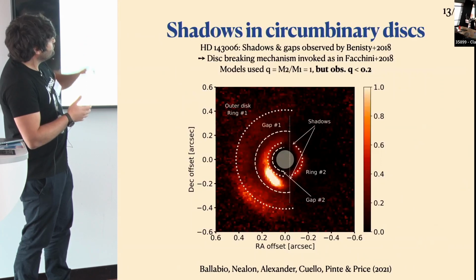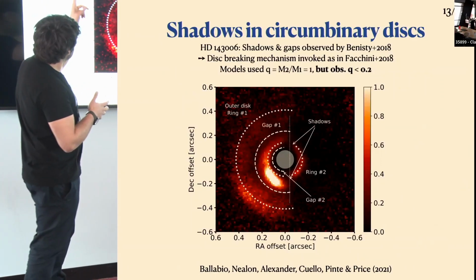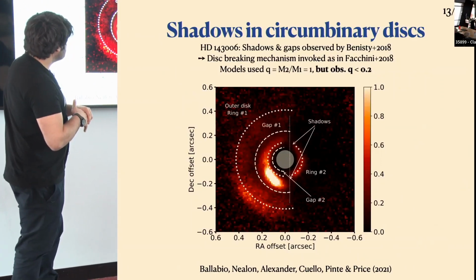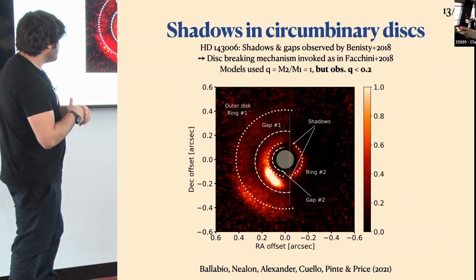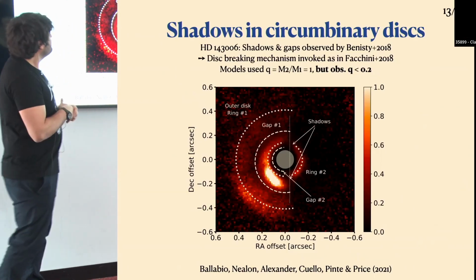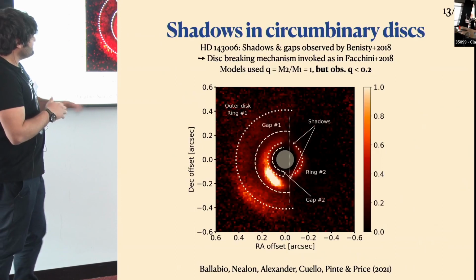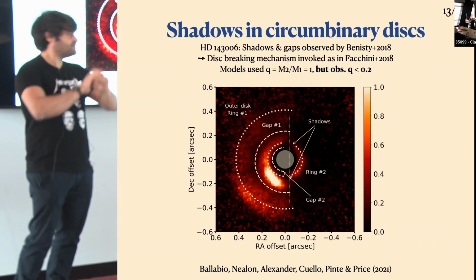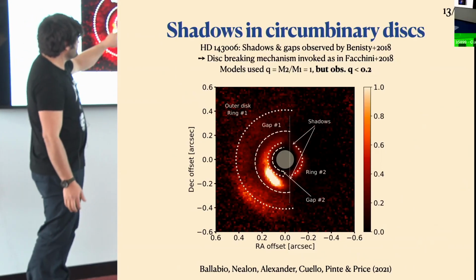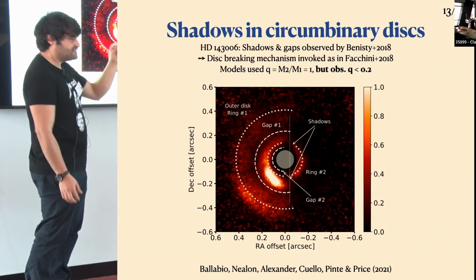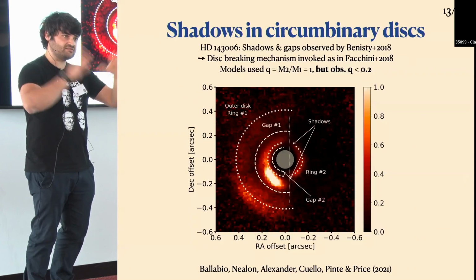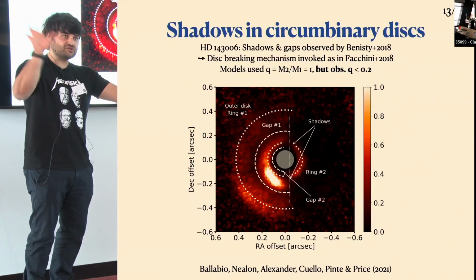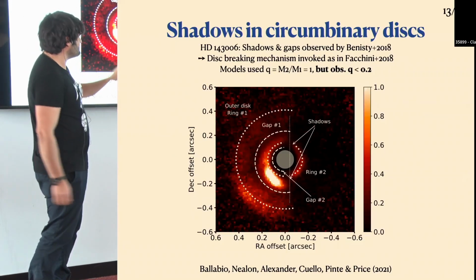So I would like to talk about this system, HD143006. This is a work led by Giulia Balabio and people here in the room. So the idea here is that this is what you see when you observe the disk and you just hide the star with a coronagraph. So you see that we're not seeing the central star, but we're seeing the very tiny dust particles, so this is a scattered light image. So you're seeing the emission from very tiny dust particles.